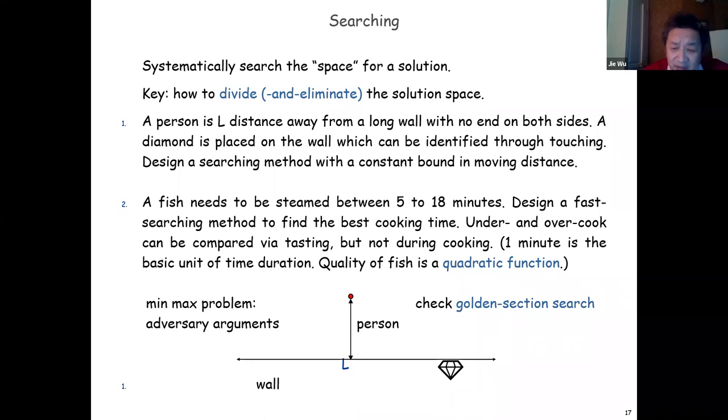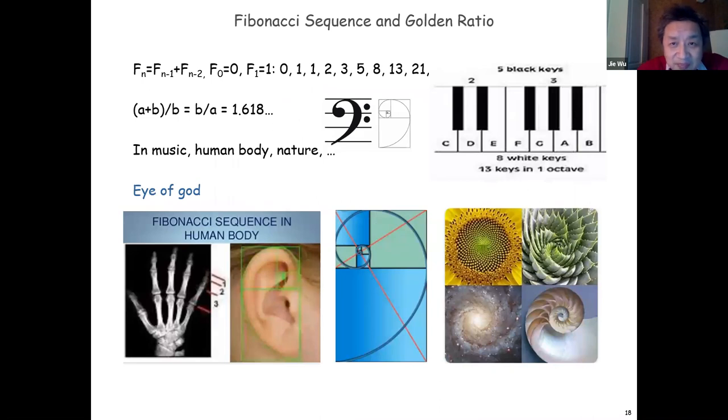Since we're talking about Fibonacci numbers and the golden ratio, I want to add a few more slides, which are really interesting. We all know that Fibonacci numbers are very important in mathematics. But Fibonacci is also very famous in data structures: you learn the Fibonacci heap, right? Although it has nothing to do with Fibonacci numbers, it's just named after Fibonacci. Okay, so I added a few more slides just for the fun of it.